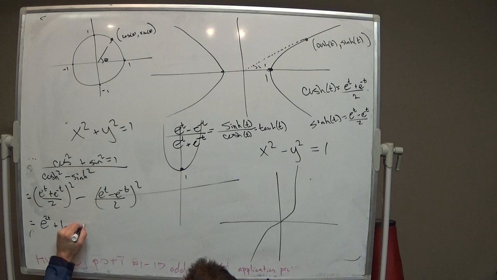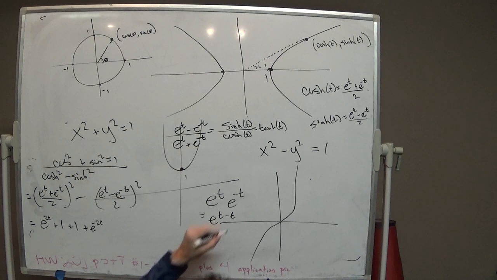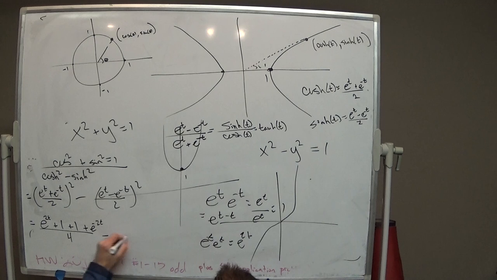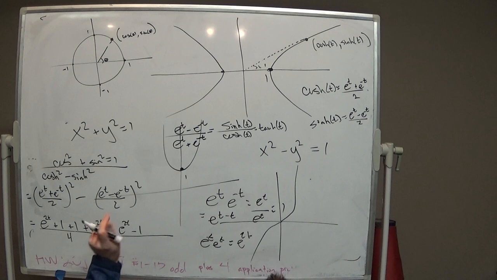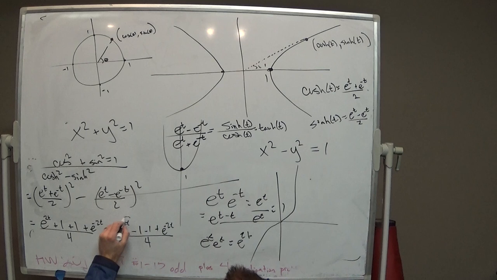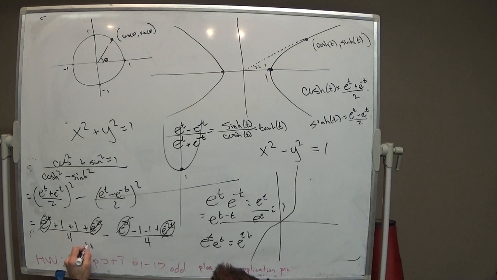Because e to the t times e to the negative t is the same thing as e to the t minus t. Or it's the same thing as e to the t divided by e to the t, which is just 1. And e to the t times e to the t is just e to the 2t, right? So I'm jumping a bunch of steps right there. That's all over 4, minus e to the 2t minus 1, minus 1, plus e to the minus 2t, all over 4. We get plus this, minus that is gone. Plus this, minus that is gone. And so all we're left with is plus 1, plus 1, minus, minus 1 is plus 1. All over 4, 4 over 4 is 1.